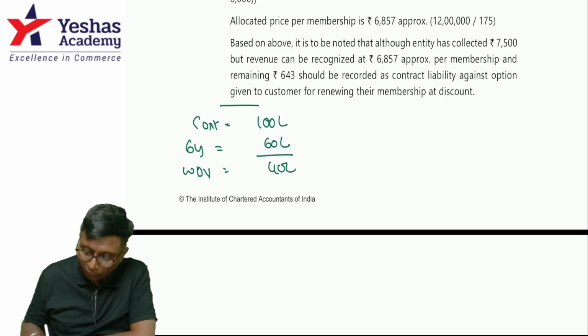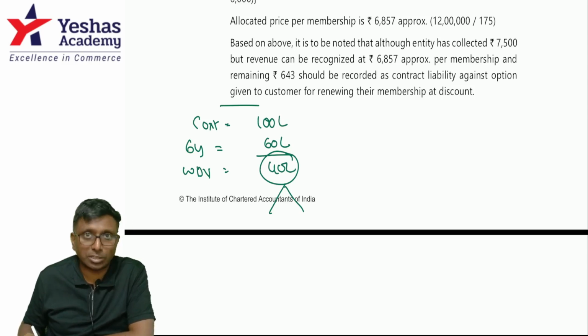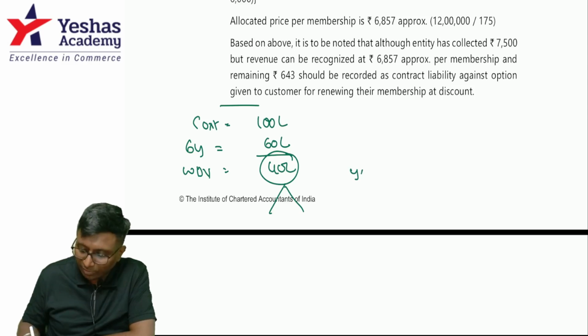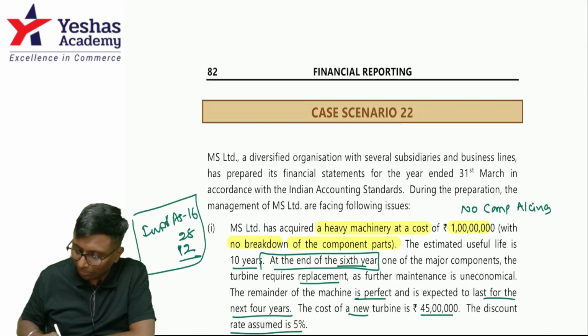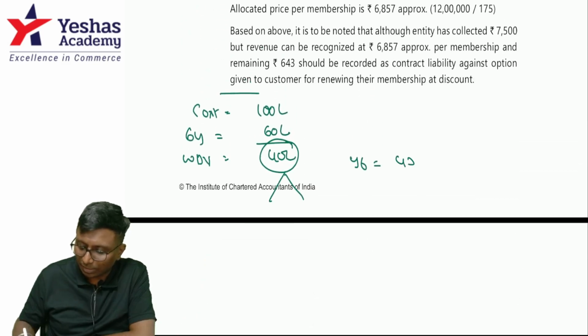But out of the 40 lakh rupees, the part that is gone, the turbine, what is its value? We don't know, so how do I bifurcate? Today's value, do I know it? Yes, today's value at the end of year 6 is 45 lakh.